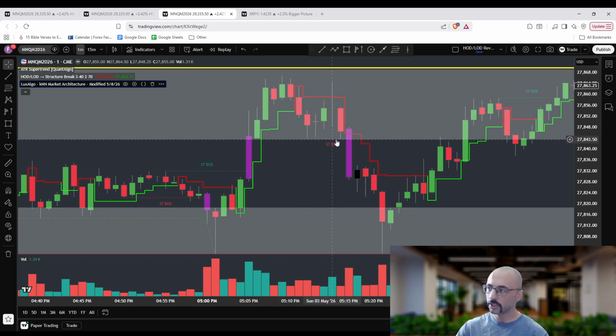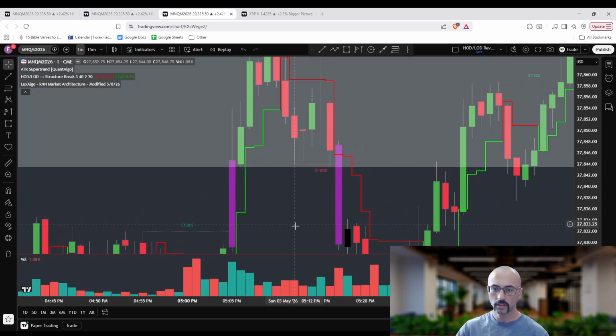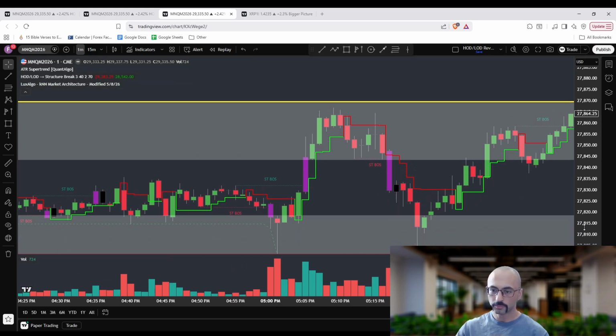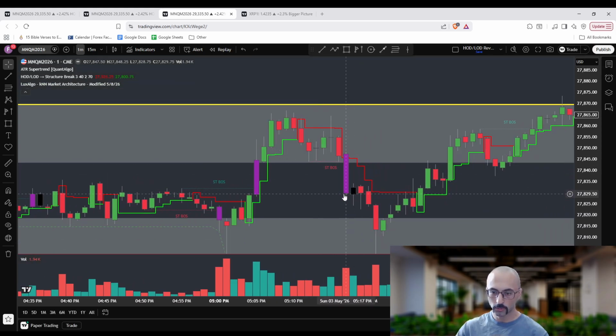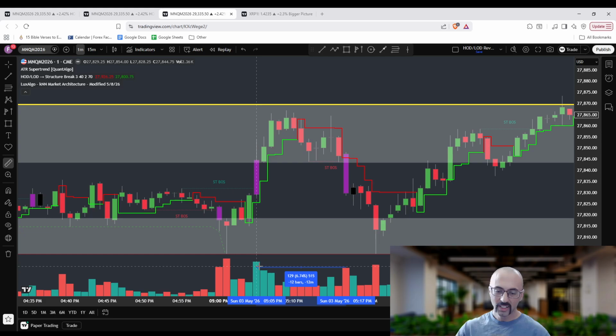So this is the structure here. There's a little dotted red line. I think you guys can see that. We're looking for that candle to break through. We have a purple candle here. There is an increase in volume here. If we look back to the left, it's not the most volume that we've seen by a long shot.